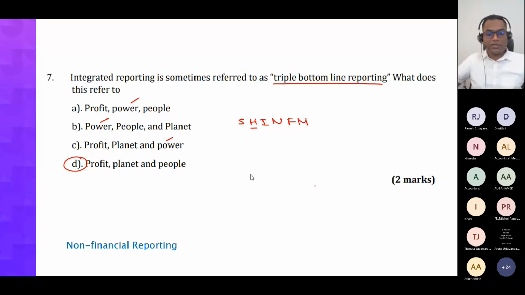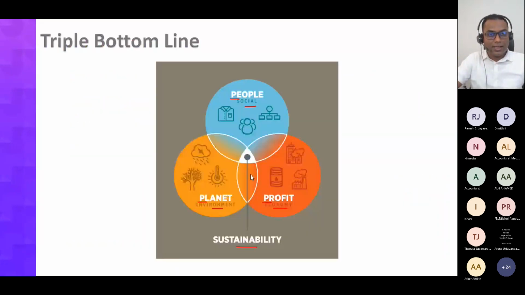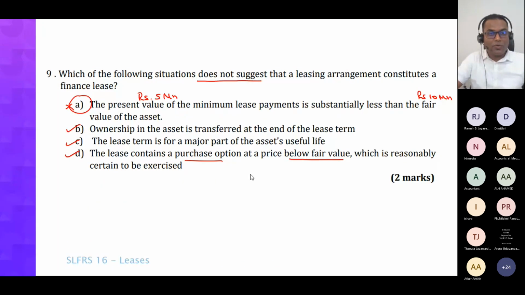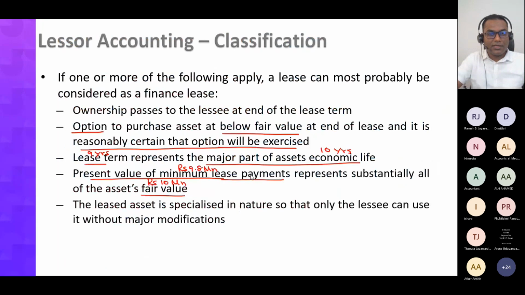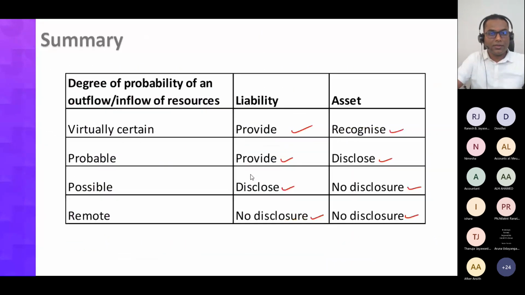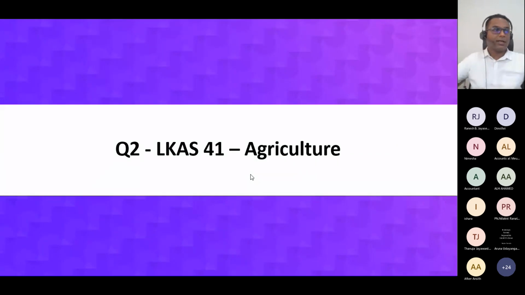So if you don't have any further questions, we can move to question number 2 of the mock exam paper, right? Question number 2 of the mock exam paper. These things we discussed, right? Question number 2 is actually from LKAS 41 Agriculture. Okay, so specialized area. Some of you might not have the hands-on experience. So because of that, it seems a bit complicated, but once you understand the concept, it's not.